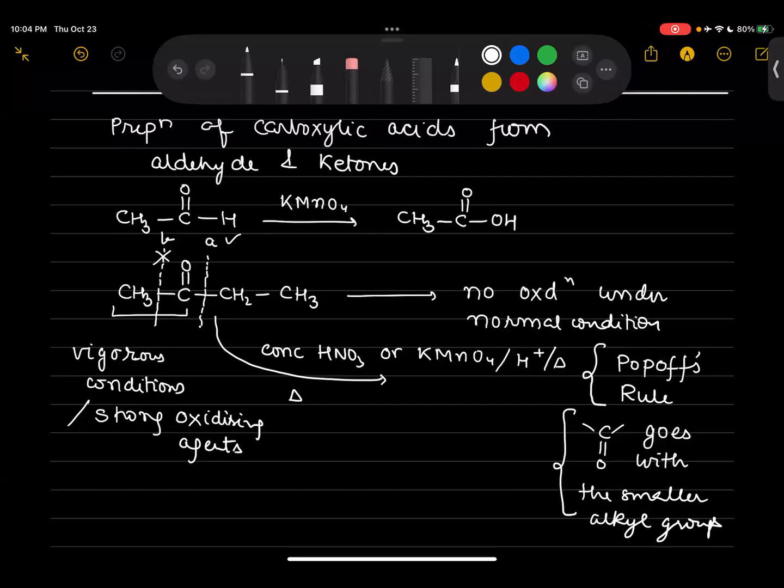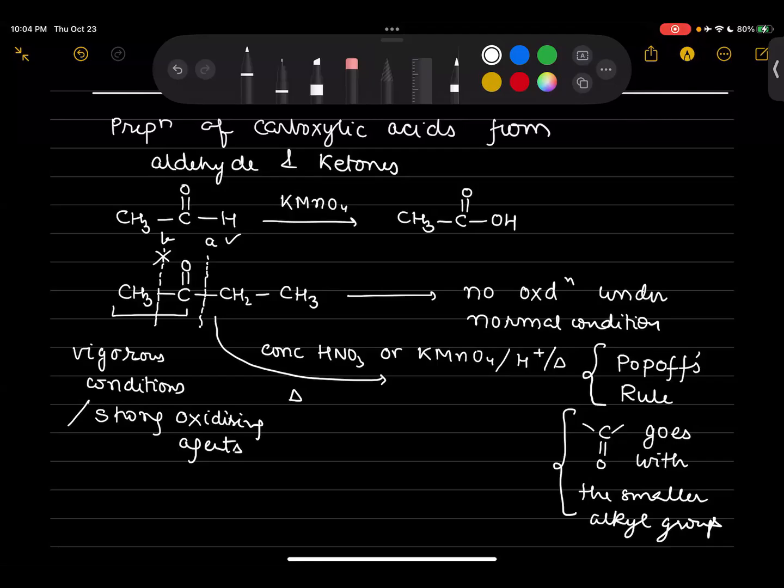So if I cut it along A, I will get two carboxylic acids upon vigorous oxidation. That is only under vigorous oxidation, not under normal oxidation. Under normal oxidation, what will you say? You will say ketones do not get oxidized. Got it? Yes, sir. Only under vigorous conditions.